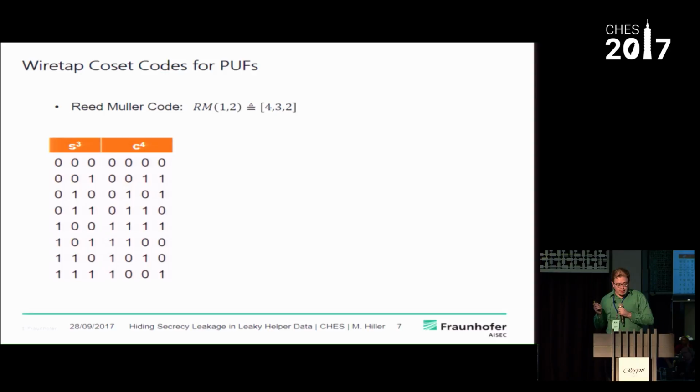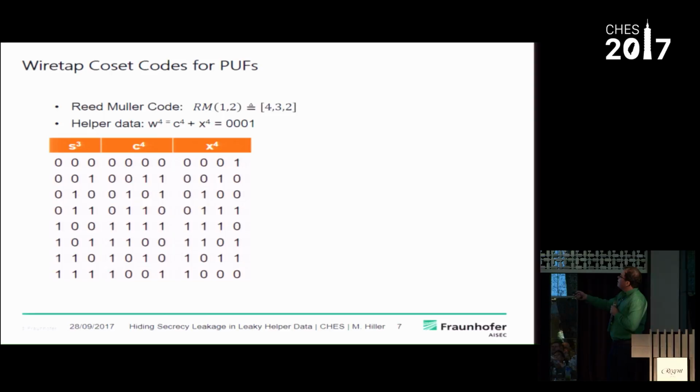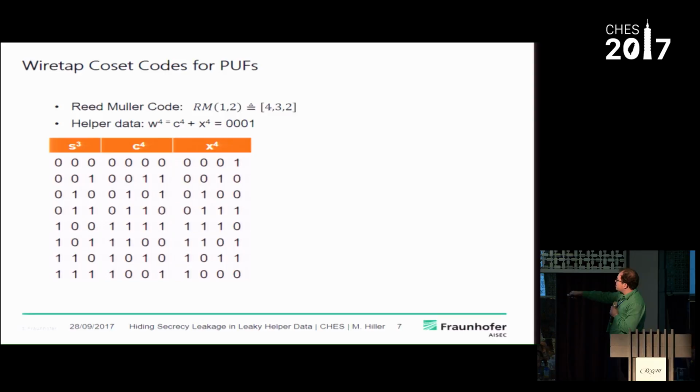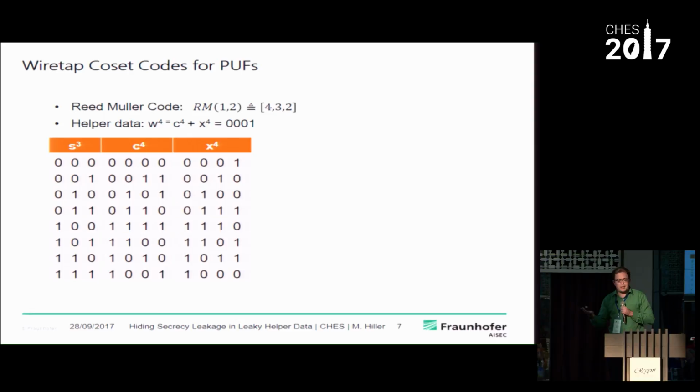Now, let's assume we observe some helper data. In this example, we see the helper data was 3 zeros and a 1. Now, what's the corresponding puff candidate for that? If we had the all zeros code word, then the corresponding puff response is the 3 zeros and a 1. And then it just goes through. So for example, down here, you always flip the last bit as the helper data tells us, to come from the code word to the puff response.